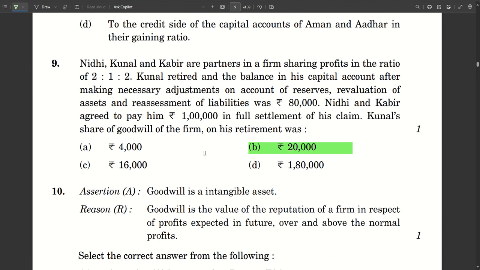Next one. Nidhi, Kunal and Kabir are partners in a firm sharing profits in the ratio 2 is to 1 is to 2. Kunal retired and the balance of his capital account after making necessary adjustments on account of reserves, revaluation of assets and reassessment of liabilities is 80,000. It's already given here. Now Nidhi and Kabir agree to pay him 1 lakh in full settlement. If the balance is 80,000, you're paying an extra 20,000, which is nothing but the share of goodwill. And that's the question. Kunal's share of goodwill on his retirement is 20,000.